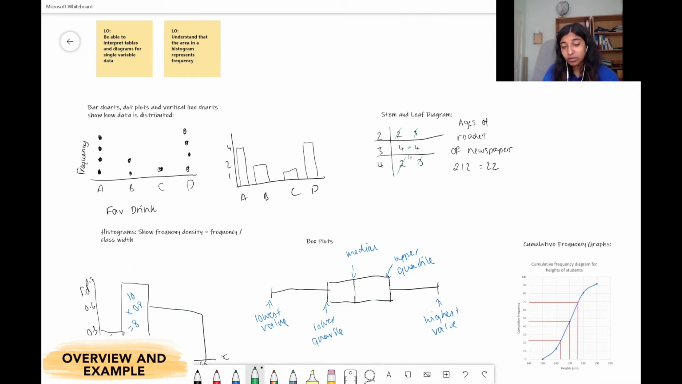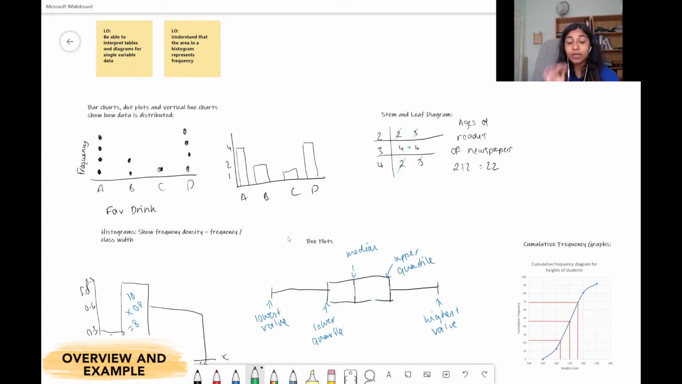For your upper quartile, you do 6 divided by 4 times 3, so 1.5 times 3, and you get your 4.5th value. So you get around 30-something, between 34 and 42.